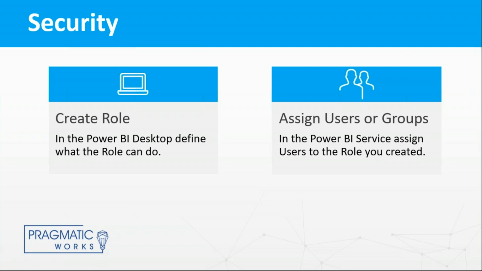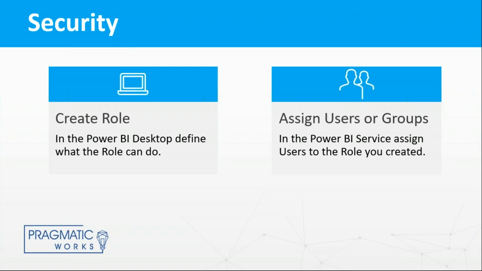You need to create a role within the Power BI Desktop. So you have the Power BI Desktop where you can define a role and define what your users will be allowed to see. And then the second step is in the Power BI service. In the Power BI service, you can then assign what users, or ideally groups, should be assigned to that role that you define inside the Power BI Desktop.